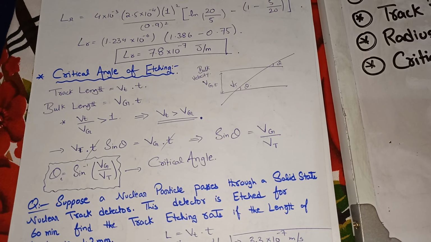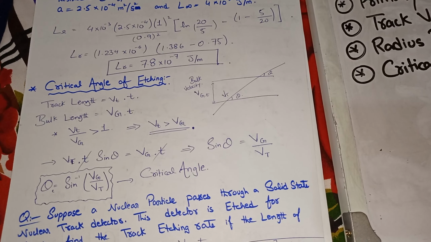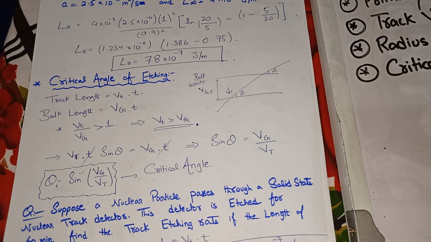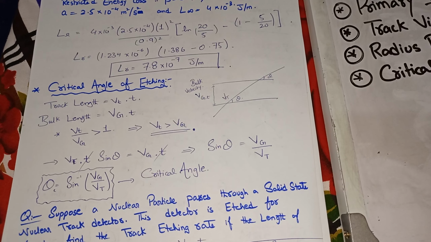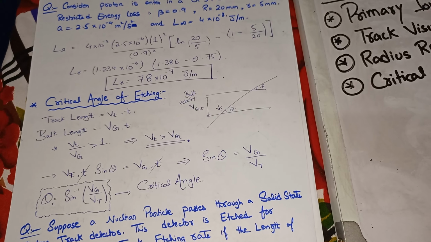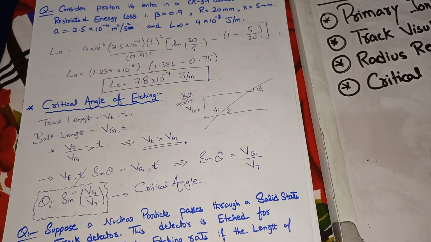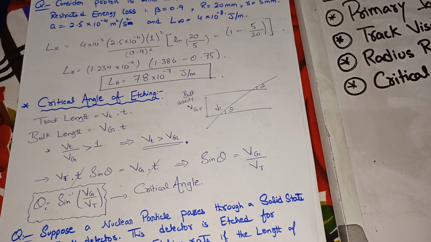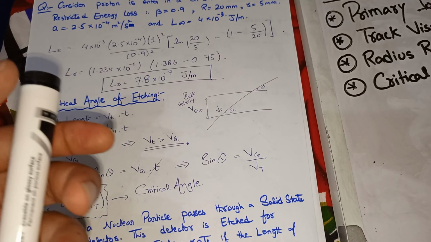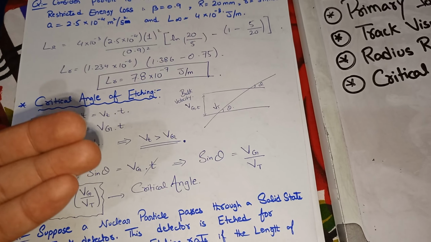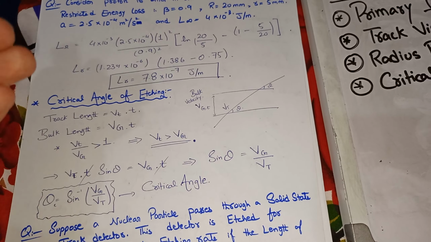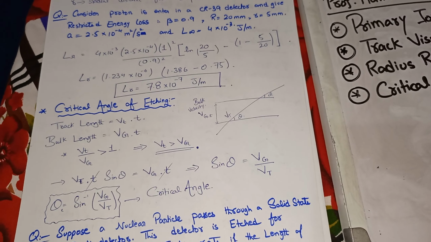This basically assumes that the charged particle parameters and the detector characteristics are such that an etchable track can result. Its actual observation is influenced by a geometrical factor, and that is known as the critical angle of etching.